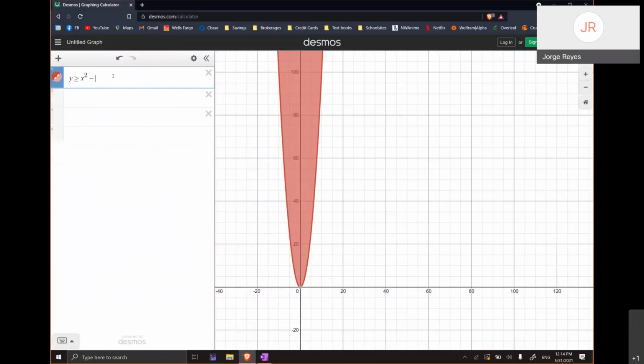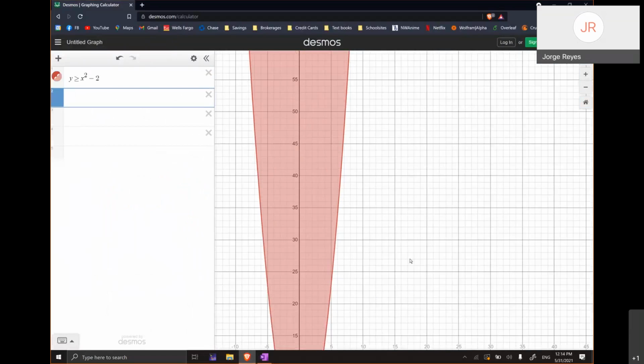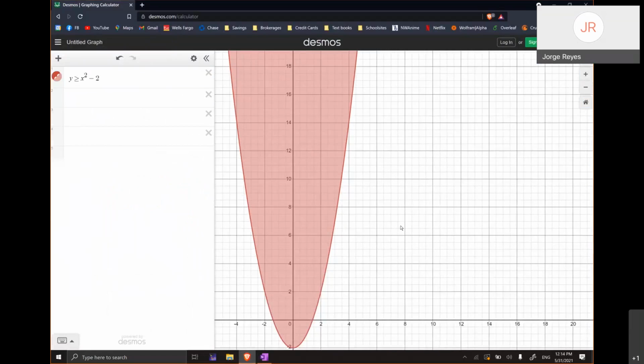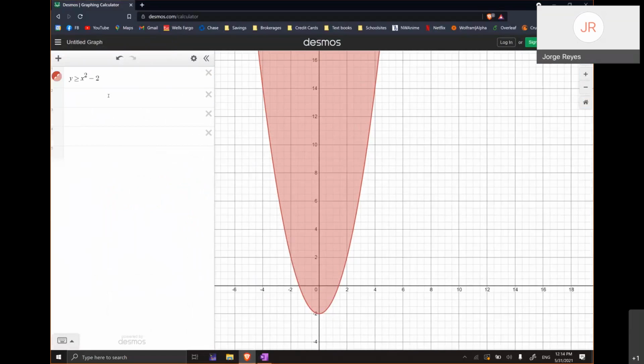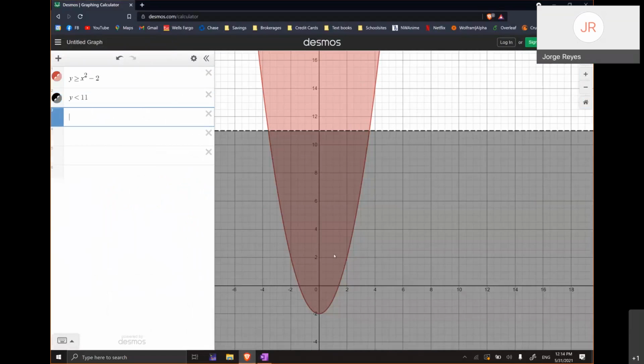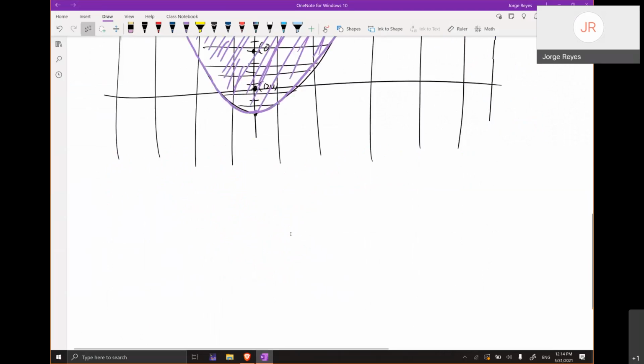And let's go to Desmos. So here, minus 2. All right, and then y has to be less than 11. Ta-da, and we see, right? We obviously get the cup. Here's where both of them are shaded. And then you get the corners. Y equals 11, and that's the square root of 13. All right. So ta-da, answer.